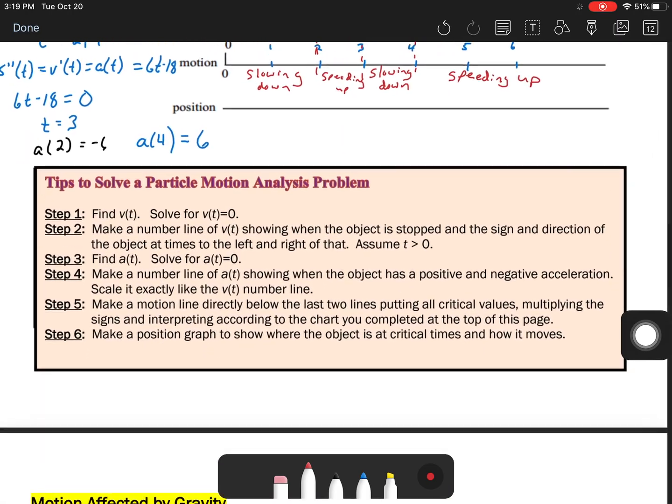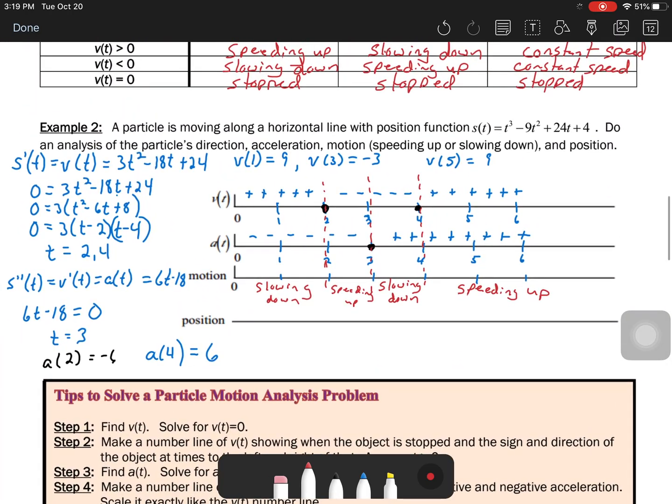Okay, I think I'm going to stop there for this video, and then we'll get into some of these word problems in the second one.